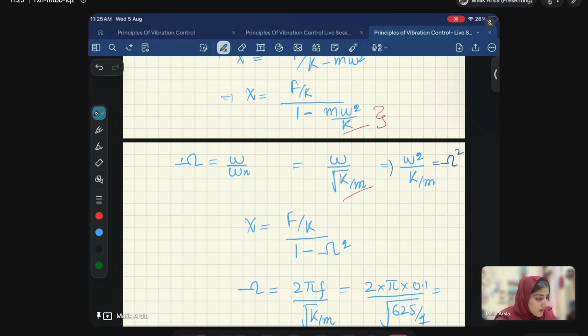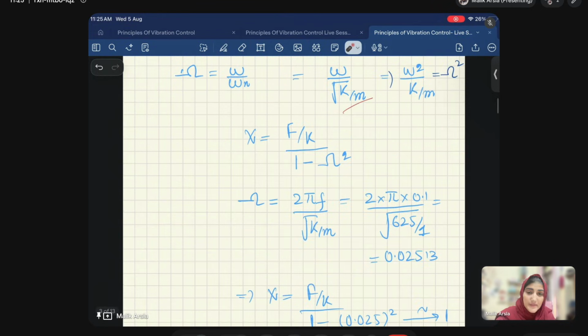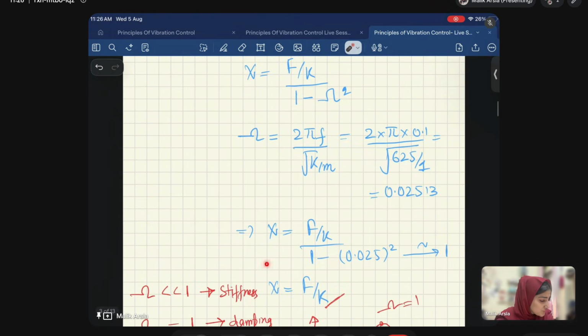Okay, so you're putting this in a simpler form, which is X is equal to F upon k upon 1 minus omega square. Now we can just find this omega, which is equal to 2 pi f, basically the excitation frequency, which is 2 pi into 0.1, upon the natural frequency, which is under root of k upon m. The values of k and m are already provided. So this comes out to be something like 0.02513.